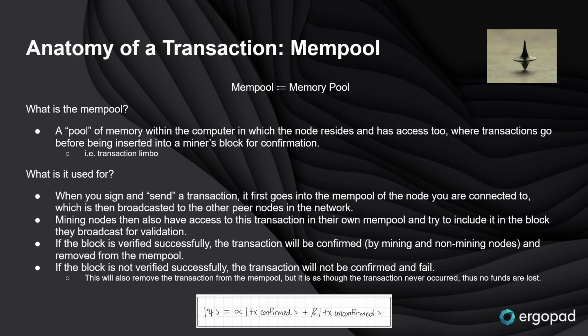If the block is verified successfully, the transaction will be confirmed by mining and non-mining nodes and removed from the mempool. If the block is not verified successfully, the transaction will not be confirmed and fail. So it'll fail in the same way that I mentioned in the previous slide. It's as though the transaction never occurred, and so no funds are lost.